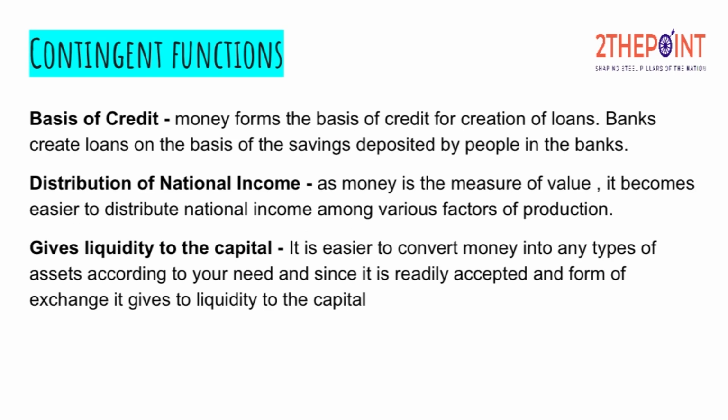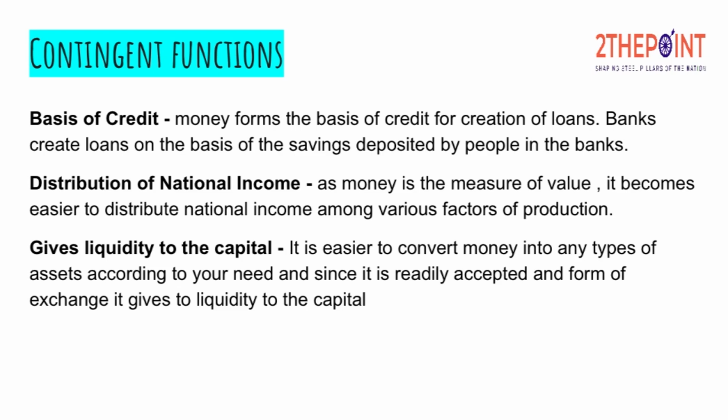The remaining ones are the contingent functions of money. The first one is basis of credit. Money forms the basis of credit, as on the basis of it loans are created. People of the country save money and deposit it into the banks, and what do banks do with that money? They create loans out of it and give it to the people who need loans, and in return they get interest for it.